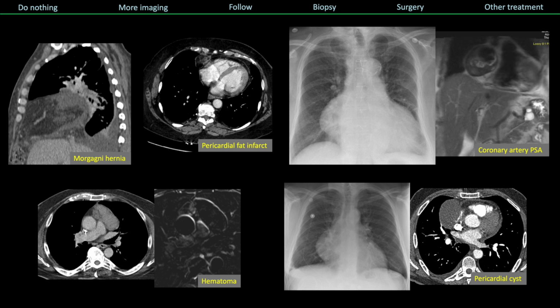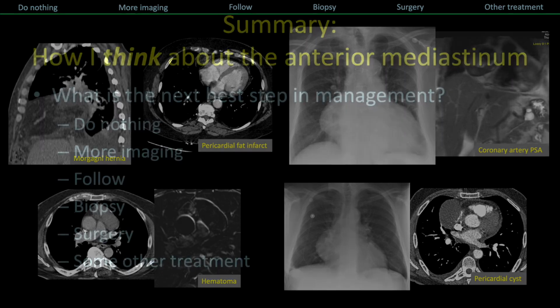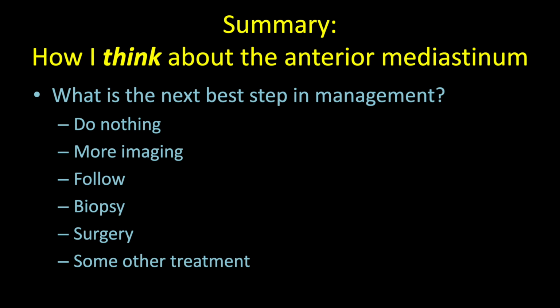So there are all these benign lesions you have to be able to think about. You may not know them up front, but they go way beyond those T's and are something that you just need to be able to think about. And that's really the summary here, how I think about the anterior mediastinum. You have to go beyond that basic knowledge, those basic T's, and really focus on management.